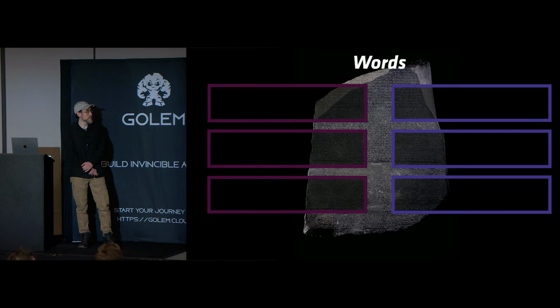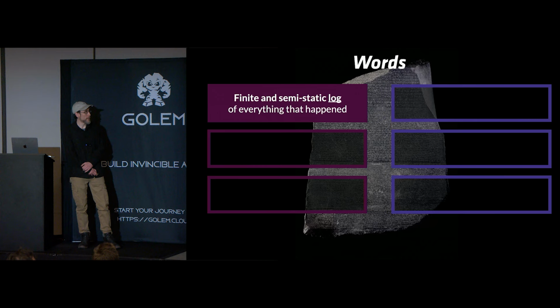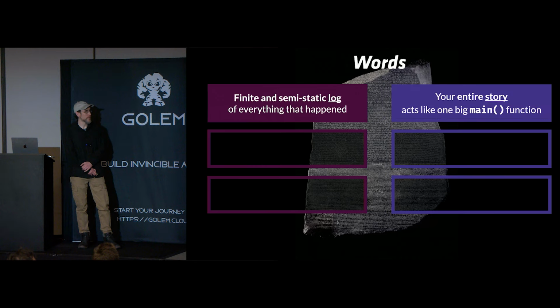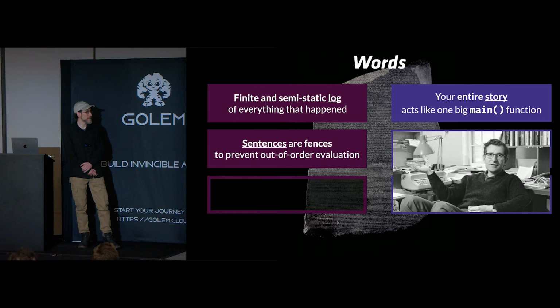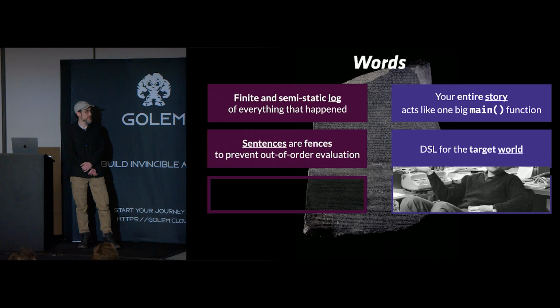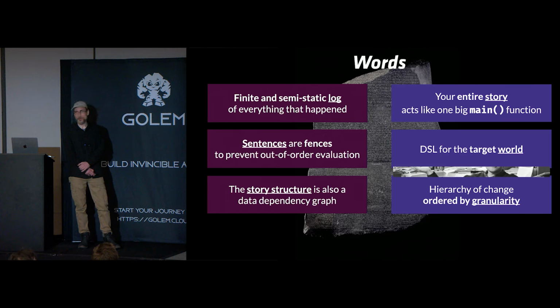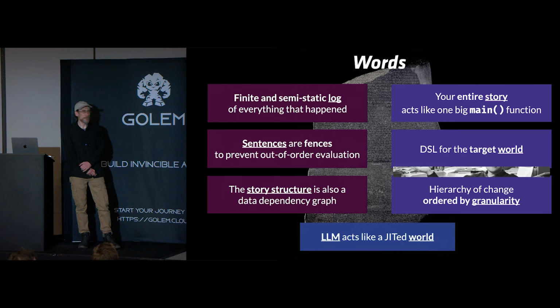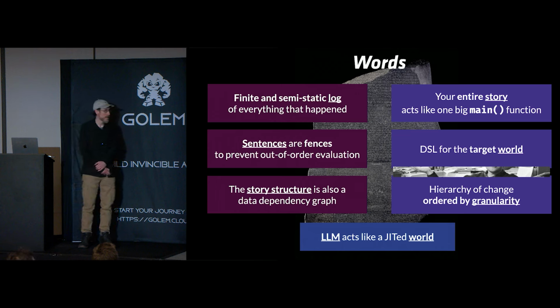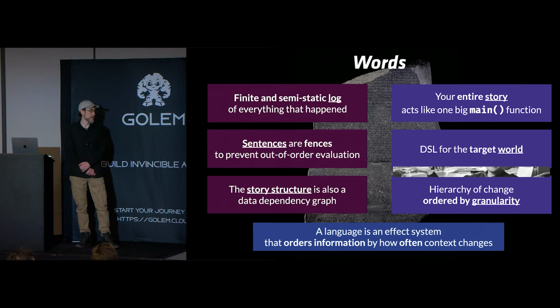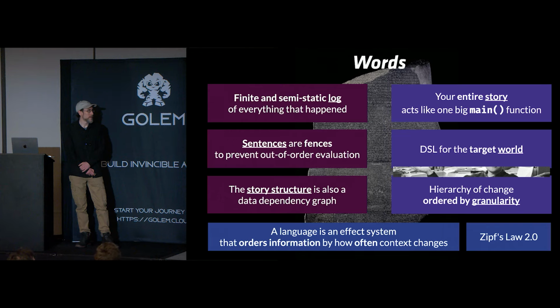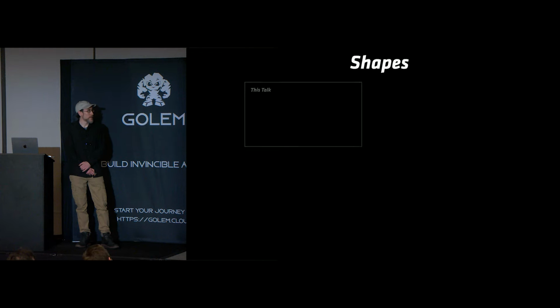You can also apply this scheme to some other things, like words. Words are a finite and semi-static log of everything that happened. Your entire story acts like one big main function, basically. This is Chomsky. I think maybe sentences and clauses are fences to prevent out-of-order evaluation, which means it's a DSL for the target world. I think the story structure is also a data dependency graph with a hierarchy of change ordered by granularity. And an LLM, as we kind of discovered, acts like a JITted world. And I think that's because a language is an effect system that orders information by how often context changes. You might call that Zipf's law 2.0. That's my conclusion. Personally, I prefer shapes.